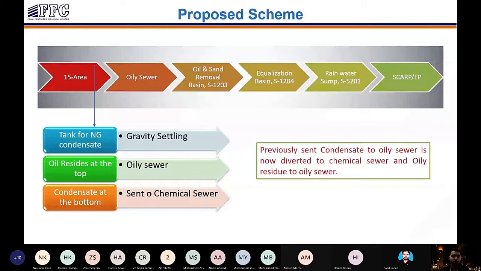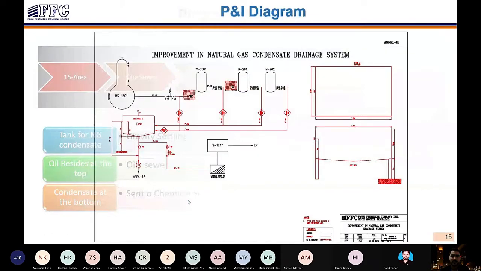So this would be the new proposed scheme, where from 15 area, this would be sent to the tank, where there would be gravity settling. Oil resides at the top and is sent to the oily sewer, and condensate at the bottom is sent to the chemical sewer. This is the PNID. This is the work that normally chemical engineers or the design modification requires.